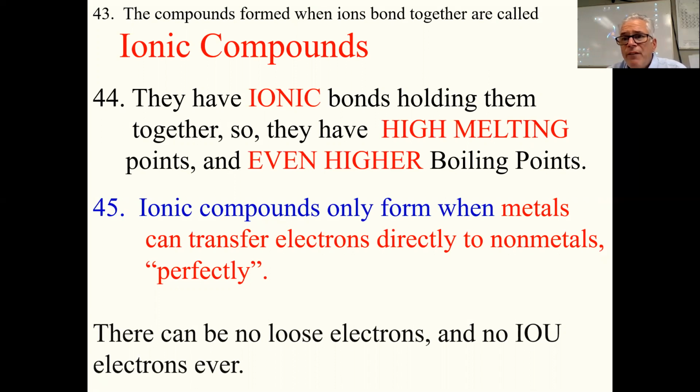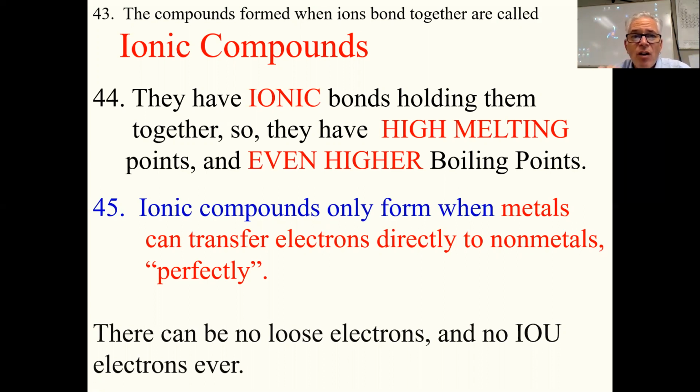Ionic compounds only form when a metal atom can directly transfer electrons to a non-metal, and it has to be perfectly balanced, right? If you only have one calcium and one chlorine atom, you can't make calcium chloride. You got to have 2 chlorines, got to have a perfect transfer of electrons. There are no loose electrons. There's no IOU electrons. I'll give them to you later. The transfer of electrons must be perfect. And that perfect transfer of electrons is what causes the simple whole number ratios that the compound formulas have.